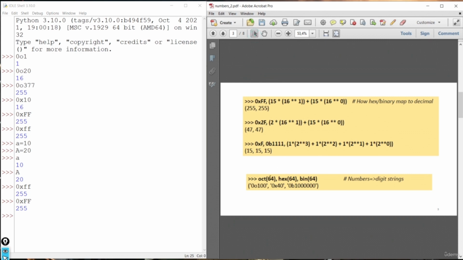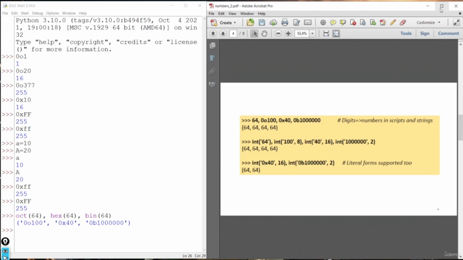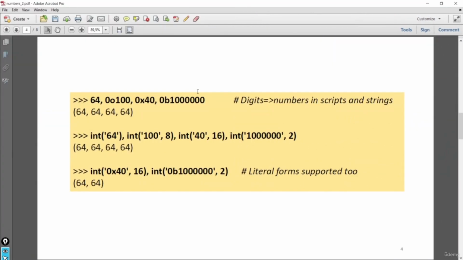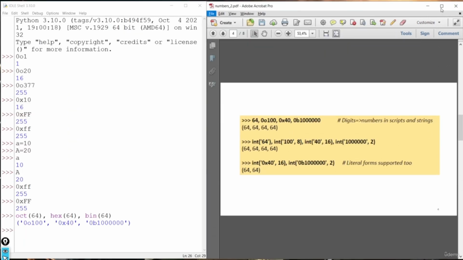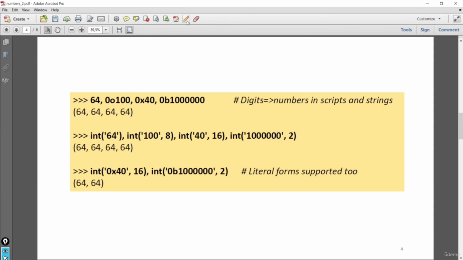So let's practice this. If I type oct(64), hex(64), bin(64), I get equivalent numbers in the corresponding bases. Okay, we have here another small example. We define decimal, octal, hexadecimal and binary numbers here. When they are converted to decimal, they give us the same value, 64.